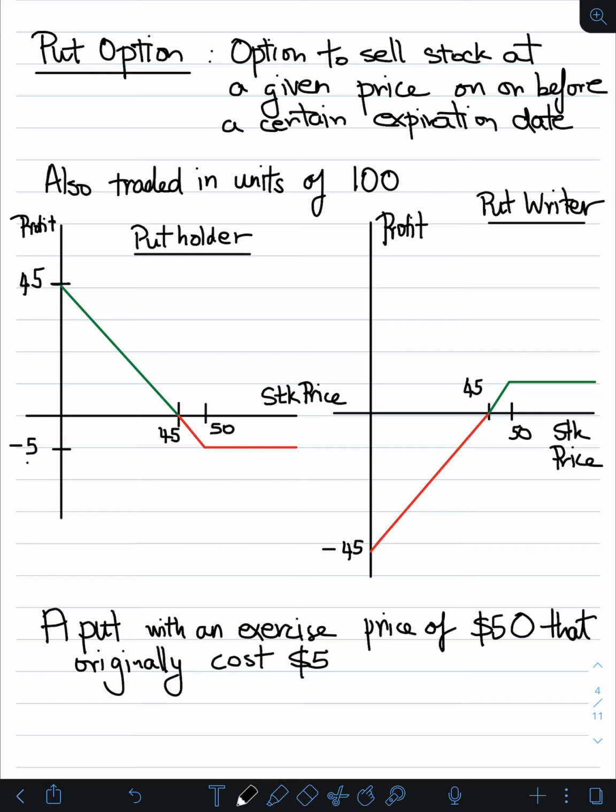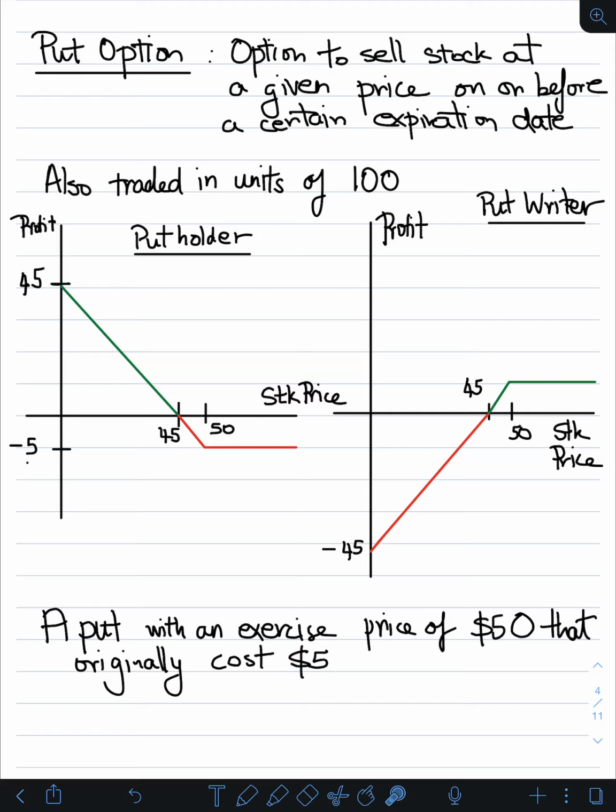This describes put options, which is an option or a right to sell a stock at a given price on or before a certain date. It is also traded in units of 100 shares, like a call option. Let's examine the profits given to a put holder and a put writer for a put with an exercise price of 50 that originally cost $5.